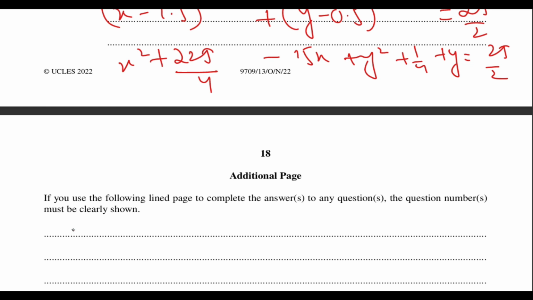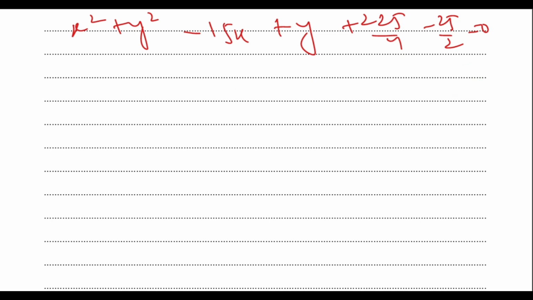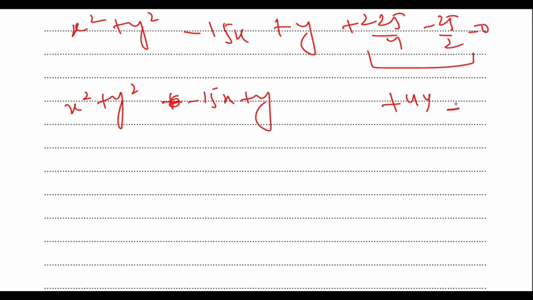So now it will become x square plus y square minus 15x minus y plus 225 by 4 plus 1 by 4 minus 25 by 2 equal to 0. So this whole will become plus 44, and we will have x square plus y square minus 15x minus y plus 44 equal to 0. So that's what we were asked for.